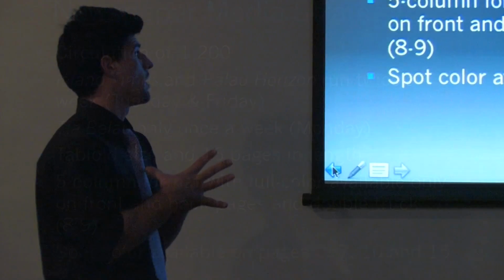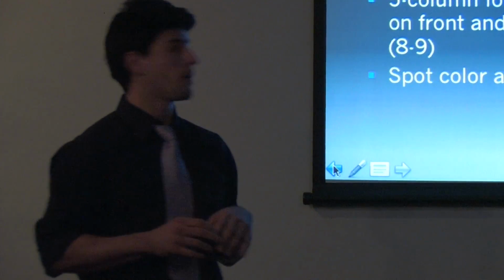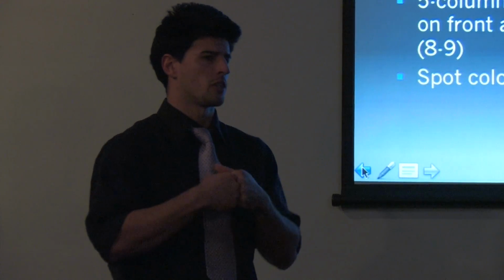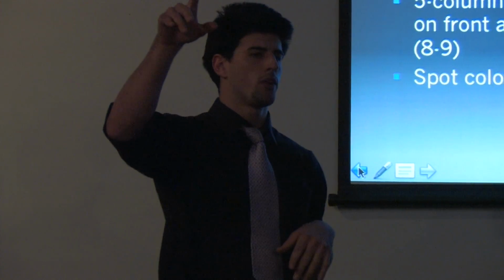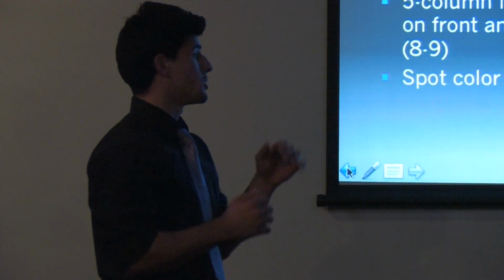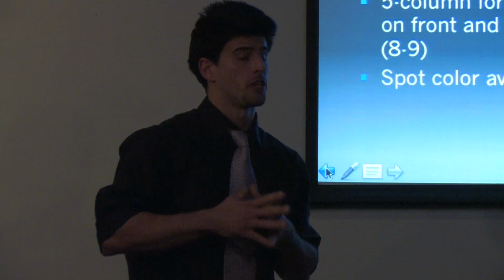They have a 5-column format with full color available on the front and back pages, along with double truck available on pages 8 and 9. Newspapers are sold throughout Palau, from Babeldaub in the north to Angaur in the south. They have spot color available on pages 2, 7, 10, and 15 for additional costs.